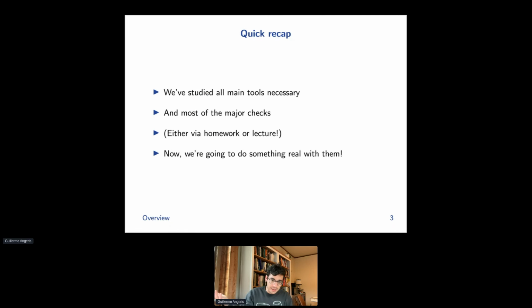Okay, so as I mentioned before, we've already studied all the main tools necessary to understand this protocol and most of the major checks that people use as the basis of a lot of zero knowledge protocols. These were both done partially via homework, one of which I have not released yet, but which I will hopefully soon, and also lecture. So now this lecture is actually doing something quite real with them. We're going to start with a bunch of little disparate tools, like little hammers and nails, and actually put them together to build some tiny little structure that's hopefully useful to understanding some of these more complicated protocols more broadly.